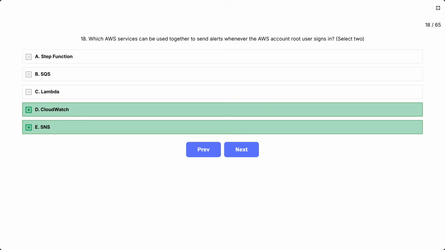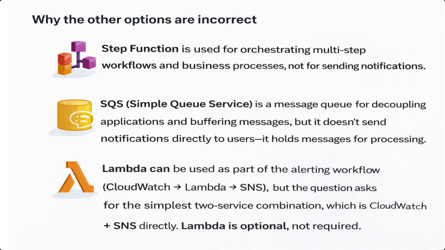Why the other options are incorrect. Step Functions is used for orchestrating multi-step workflows and business processes, not for sending simple event notifications. SQS, Simple Queue Service, is a message queue for decoupling applications and buffering messages, but it doesn't send notifications directly to users. It holds messages for processing.